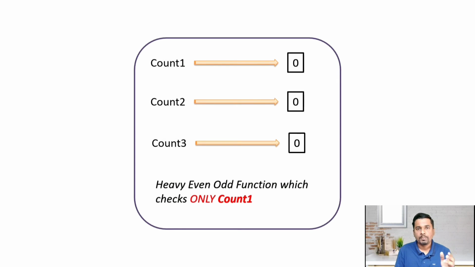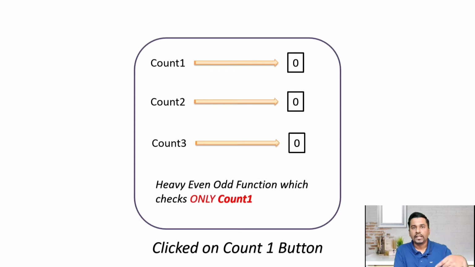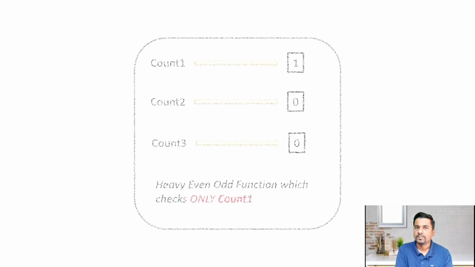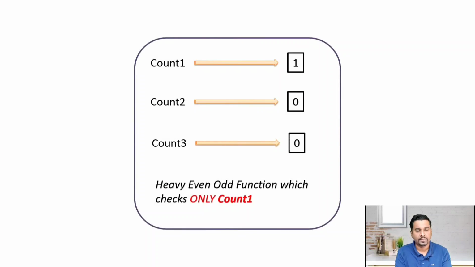Okay, simple. But this odd-even checking, we are just going to do it on count 1. We are not going to do the same odd-even checking on count 2. We are not going to do this on count 3 as well. See what happens. If I click on the count 1 button, it is going to check again if count 1 is odd or even. It will take some time and it will basically re-render. Yes, because it is a hefty function, it takes some time. I have just tried to simulate it.